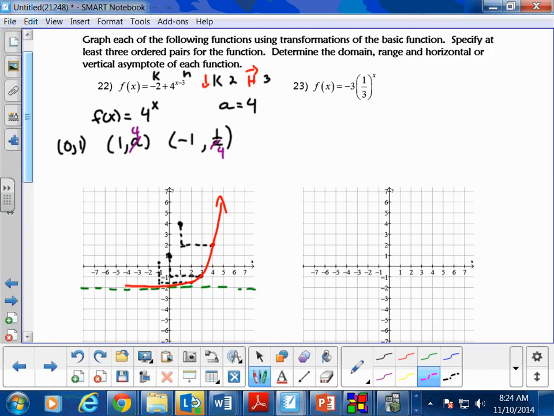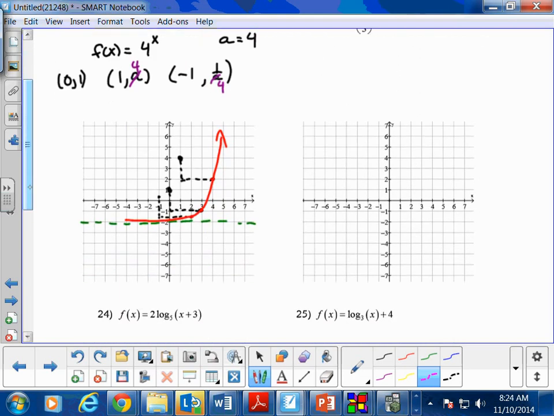Now let's go ahead and talk about domain and range. The domain on this one is going to be all real numbers, because if you notice the x values, the domain is everywhere on this line. And let me draw my little arrow. We'll continue that way forever. So for this one, the domain is all real numbers, because it goes in all real numbers.